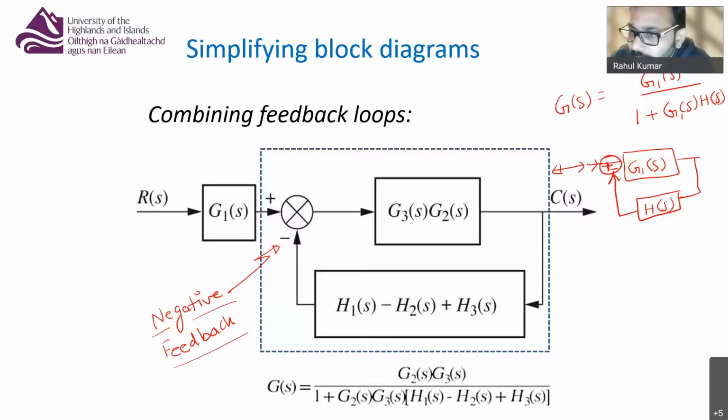So we are applying this formula here, right? So the forward path gain is G3 multiplied by G2, divided by 1 plus the forward path gain, again G3 multiplied by G2, multiplied by the feedback gain, which is H1 minus H2 plus H3. Okay, so basically I can replace all of this closed loop system by its equivalent transfer function, G of S.